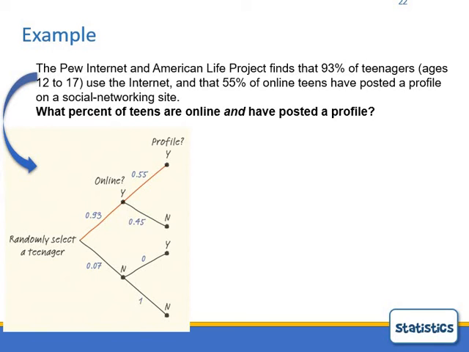If you want to complete the tree, those who were not online could not have posted a social profile, so 100% said no and 0% said yes. So we have the 0 and the 1. And so the question said, what percent of teens are online and posted? So yes, yes to the answers there. So you'd multiply the 0.93 times 0.55, follow those 2 branches, and you get about 51%.